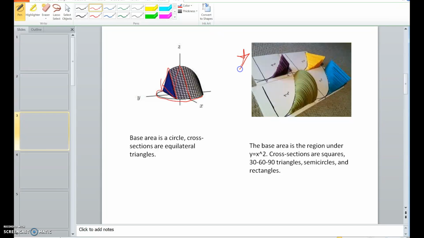And then in this last picture, we are using the area underneath y equals x squared as the base area. So right in here. And we have four different types of cross sections that were built onto this area. The first one is squares. I believe these are 30, 60, 90 triangles. Here the cross sections are semicircles, and then I think in this one they're using rectangles that fit a certain ratio, like they're half as tall as they are wide or something like that.